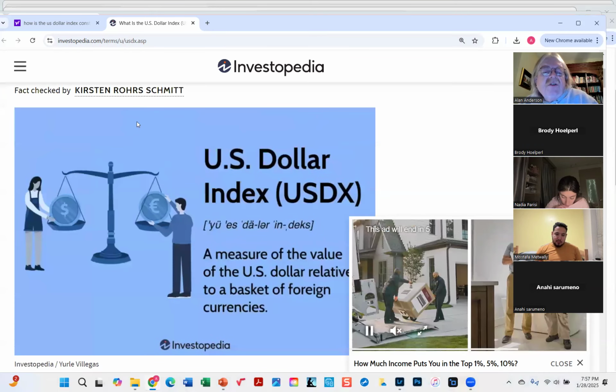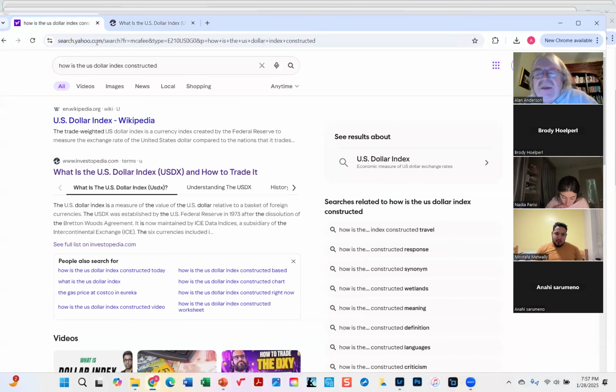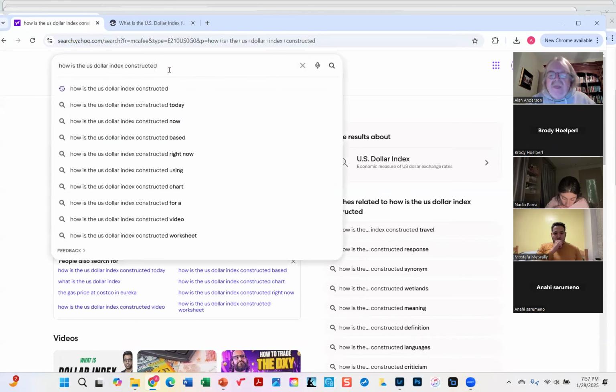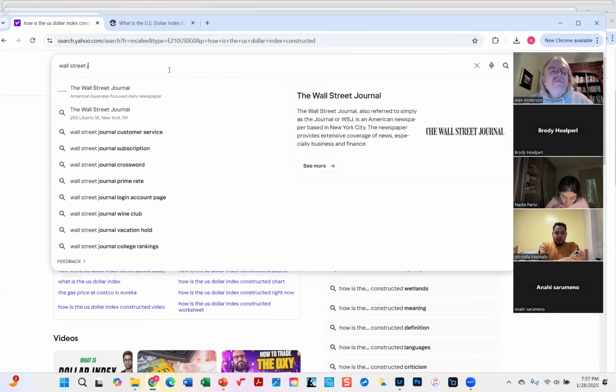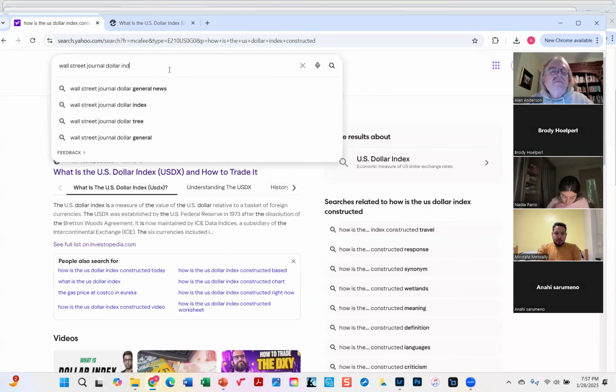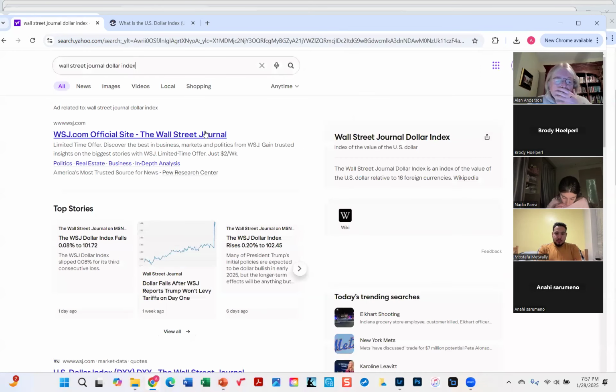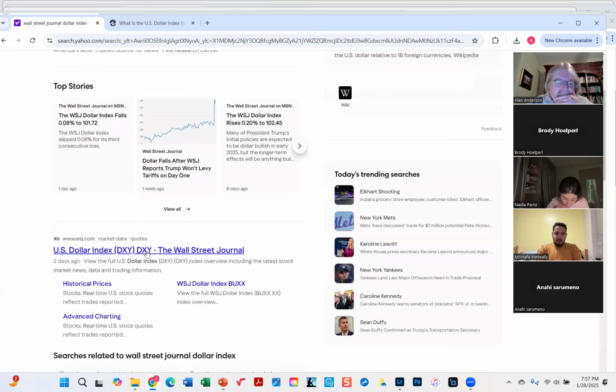Now, the Wall Street Journal has its own version of this. It may be proprietary. They may not be willing to tell us what's in it. I'm not so sure about that. Let's see if we can find it. No, maybe.